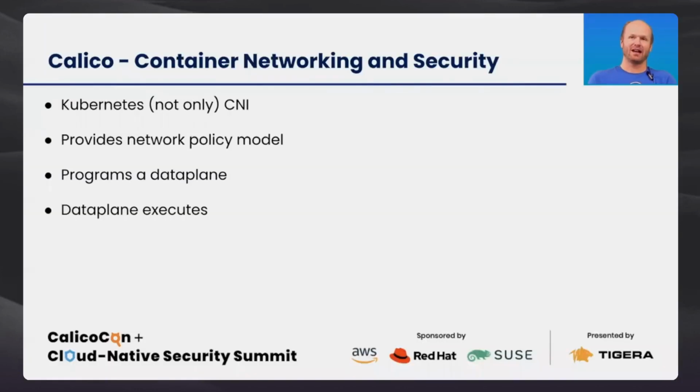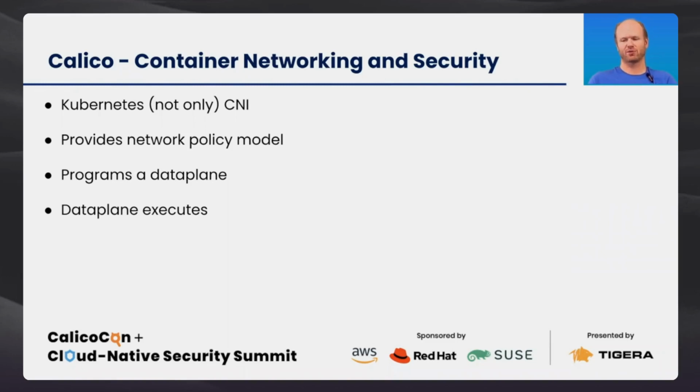Hi, my name is Tomas Hruby, and in this presentation, I'm going to talk about the eBPF data plane of the Calico project, how to understand it, and how to troubleshoot it. As you probably know, Calico is a CNI plugin for Kubernetes, but not only for Kubernetes. It's responsible for networking, and it provides a network policy model. That model is richer than the Kubernetes policy model. However, it completely implements the Kubernetes one as well.